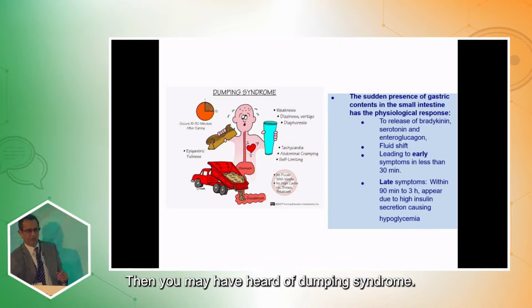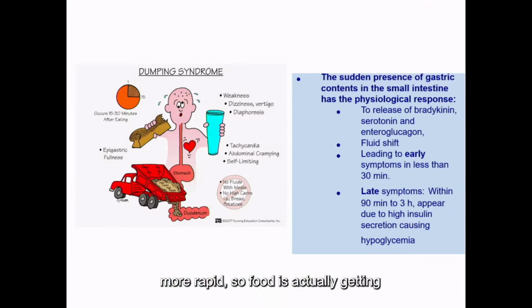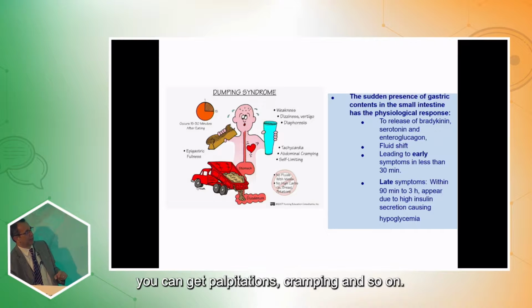Then you may have heard of dumping syndrome. In this situation, the emptying is actually more rapid, so food is getting through the stomach much more quickly. There are two types of dumping, early and late dumping. In early dumping, you get symptoms very quickly after you've eaten, within 30 minutes: fullness, feeling weak, dizzy, excessive sweating, and you can get palpitations, cramping, and so on.